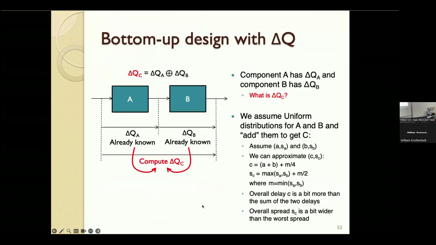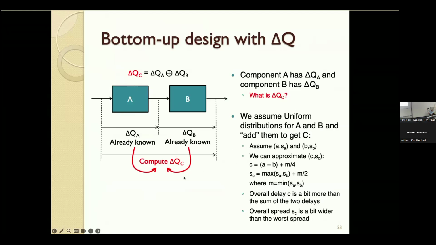So I'm doing a bottom-up design. Bottom-up design is very simple. I have two components, A and B. They have known delta Qs, delta QA and delta QB, and I want to compute the delta Q of my system. So bottom up, I have my components, I'm building up to a full system. In order to make it simple, we're going to assume uniform distributions for A and B, and we add them to get C.